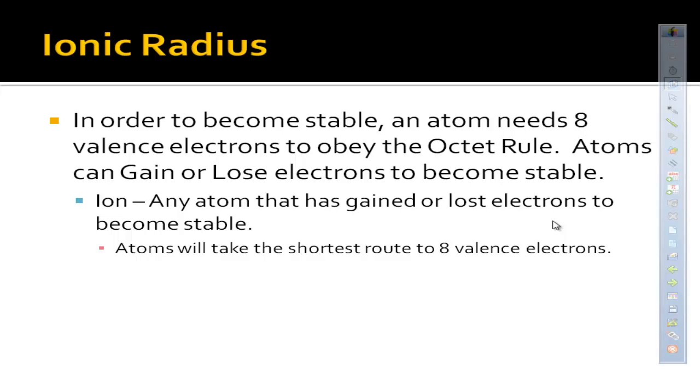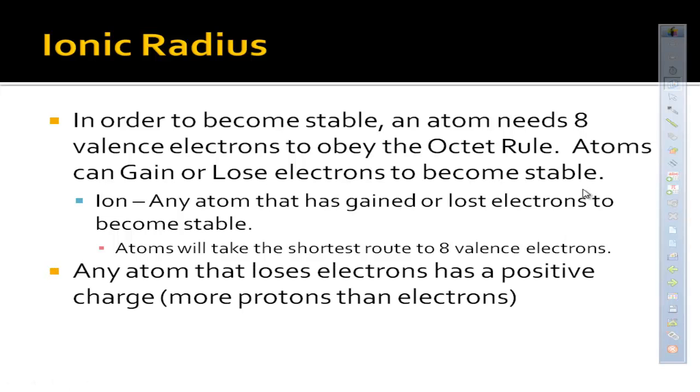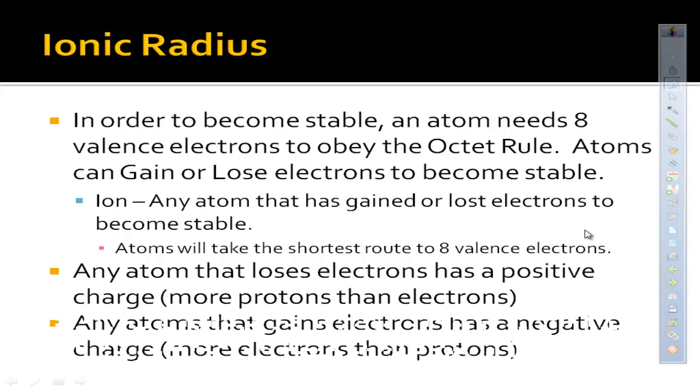The thing is, atoms are always going to take the shortest route to 8 valence electrons. So if you have 3 valence electrons, it's going to be a lot easier to lose those 3 than it is to gain 5. If you have 7 valence electrons, it's going to be a lot easier to gain that 1 than it is to lose all 7 of them. Any atom that loses electrons is going to end up having a positive charge, meaning that you're going to have more protons than electrons.